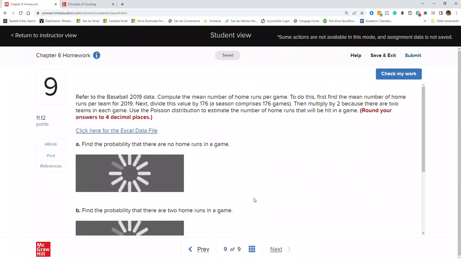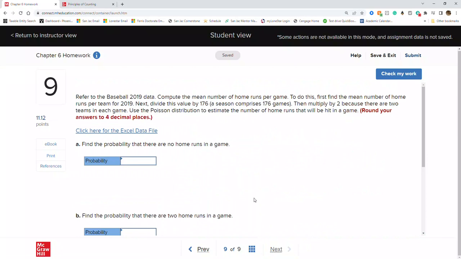Alright, so let's bring in number 9. Number 9 is a little bit more work that needs to be involved, but still we're using Poisson's distribution. So refer to the baseball 2019 data. Compute the mean number of home runs per game. To do this, it tells us to find the number for home runs, and then it's got a few extra steps.